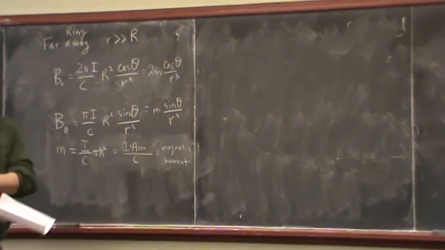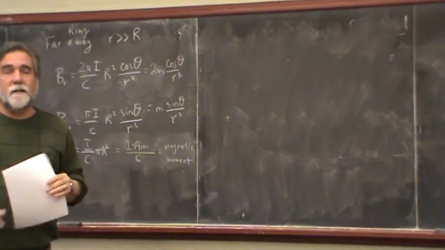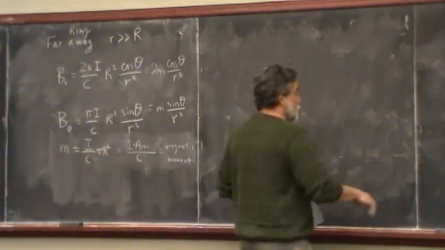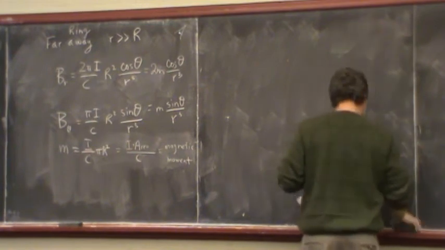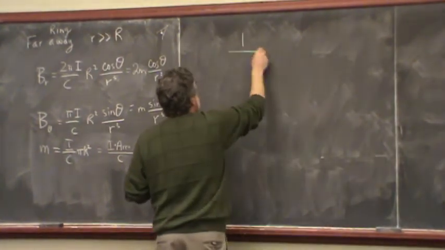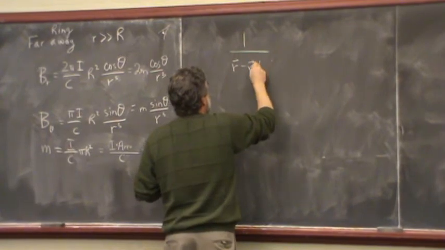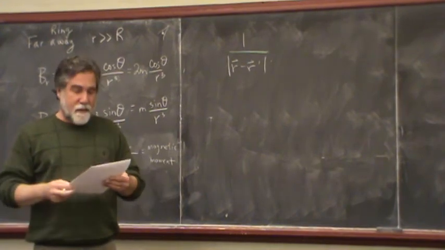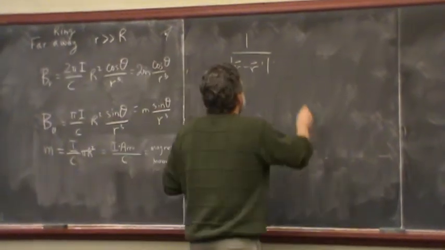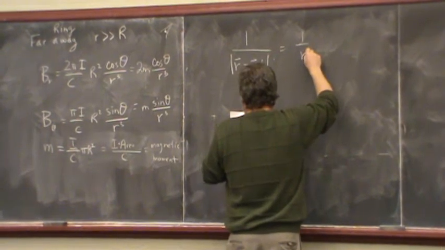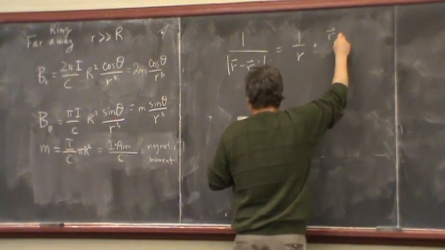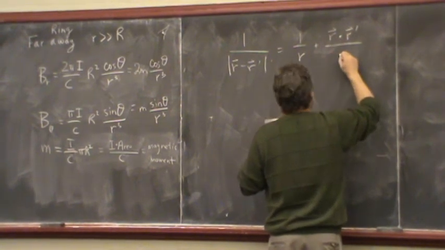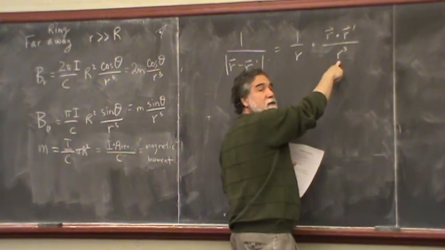When we worked with electric potential, we used a trick. Probably the word trick's not the appropriate word, but I'll call it that. That was 1 over the absolute value of r minus r prime. We're going to use the law of cosines for that, and then we can expand. So this looks like 1 over r plus r dot r prime over r cubed. r prime is where the current is, r is where you're measuring. This is the distance from that point.